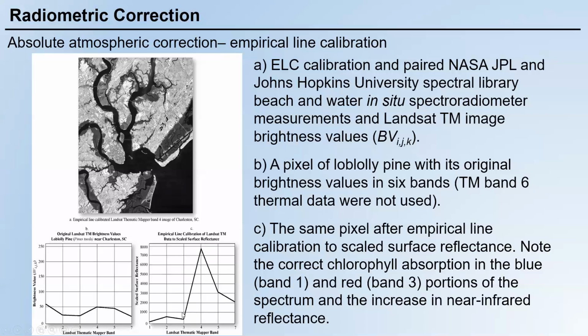Okay, so this is why we need empirical line calibration. It's straightforward, it's simple, you only need an empirical relationship. The disadvantage though is that you can only use it for a specific sensor, for a specific area, for a specific season, or even for a specific image. It cannot be widely applied around the world.